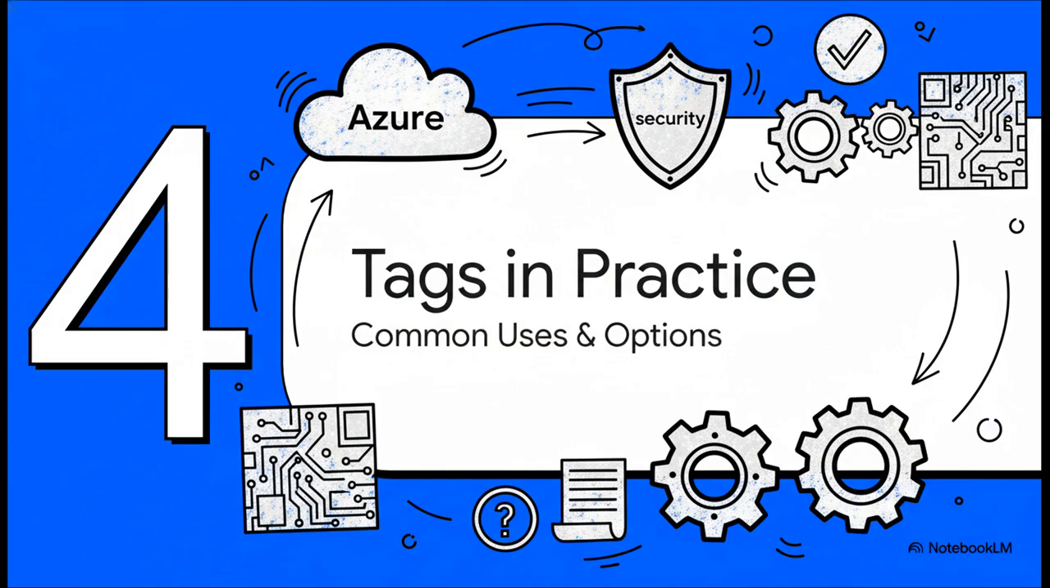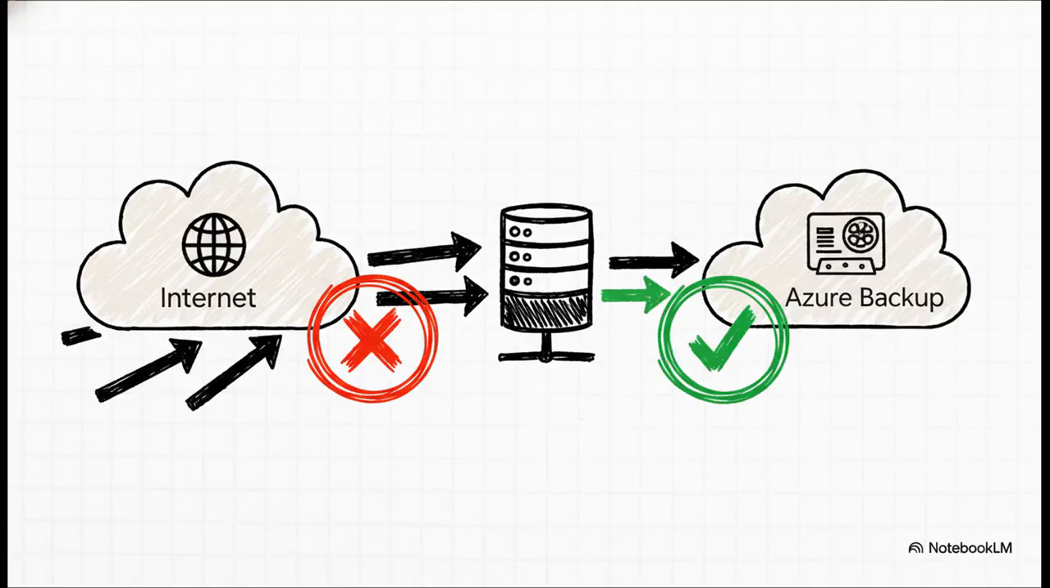All right, now for the fun part. Let's look at how we can actually use these tags to solve some really common security challenges you'll run into in Azure. A classic example is network isolation. Imagine you have a virtual machine that should never, ever be accessible from the public internet, but it does need to talk to Azure backup services. Well, you can create a rule that denies all inbound traffic from the internet tag, but then create another rule with a higher priority that allows traffic from the Azure backup tag. It's simple, it's clean, and it's very secure.